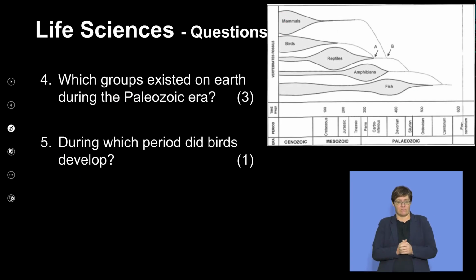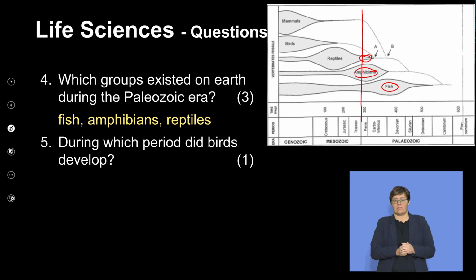Next question. Which groups existed on Earth during the Paleozoic era? If you get a question like this, draw lines all over it because it helps you work out which animals were present. So if we draw a line at the end of the Paleozoic era, which three organisms were present? Fish, amphibians, and not a lot, but there were some reptiles.